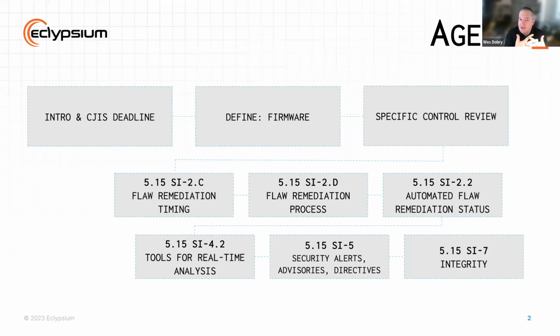Just as a little bit of an agenda, first off, I want to talk a little bit about the new CJIS requirements, the new deadline. I want to take a step back and define some terms that have been added into the CJIS components themselves. Then I want to deep dive into some specific controls, and I'll go into things like how quickly you have to remediate flaws, what that process needs to look like now based upon the new requirements, how to actually report against it, and understanding how to analyze any threats like that within your environment.